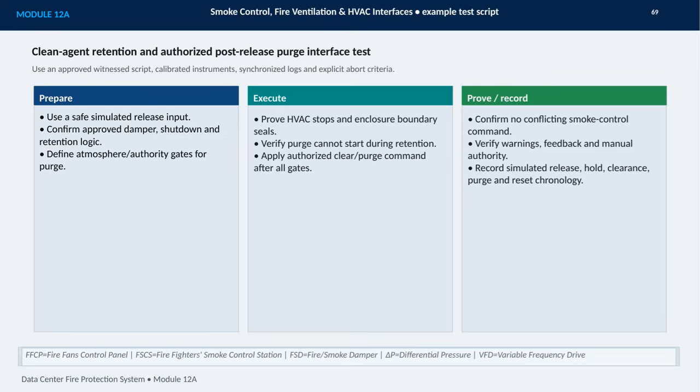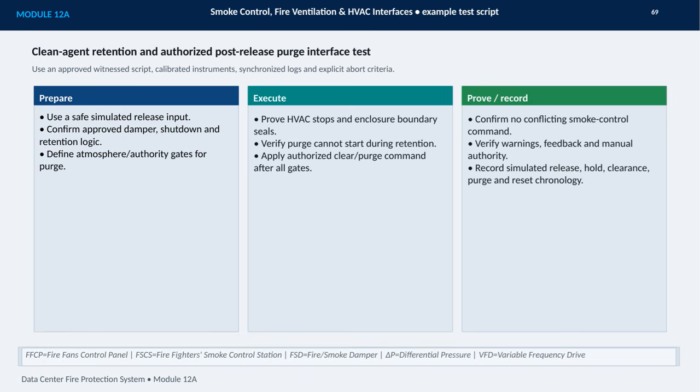This slide presents an example witness test script for clean agent retention, fire ventilation, and the authorized post-release purge interface. The objective is to prove that the system holds the agent safely, prevents premature ventilation, and allows purge only when the required conditions and authority are in place. Preparation begins with a safe simulated release input.